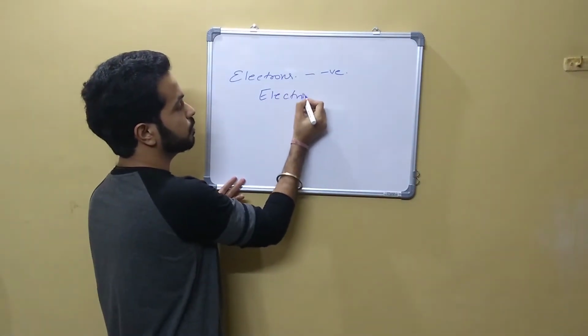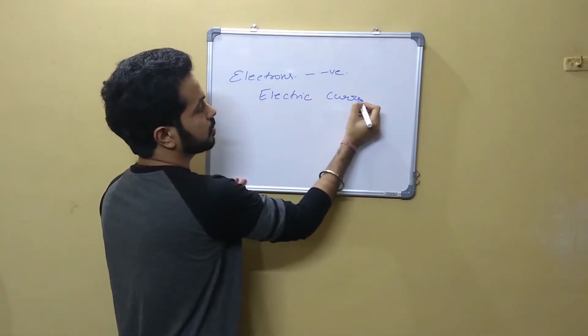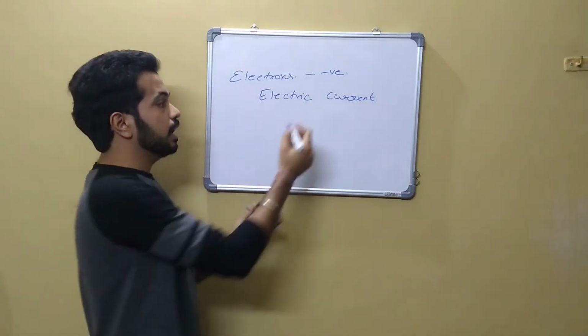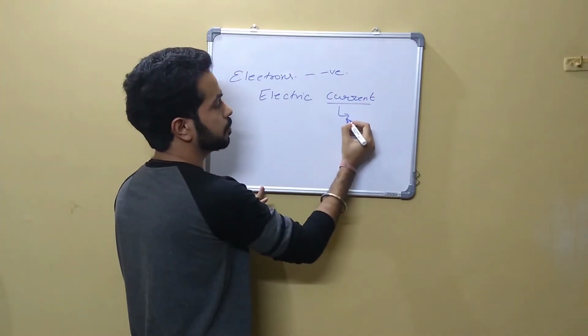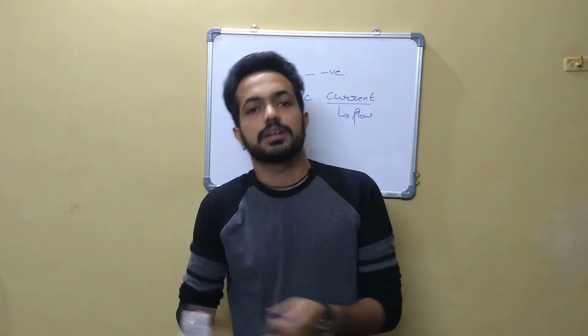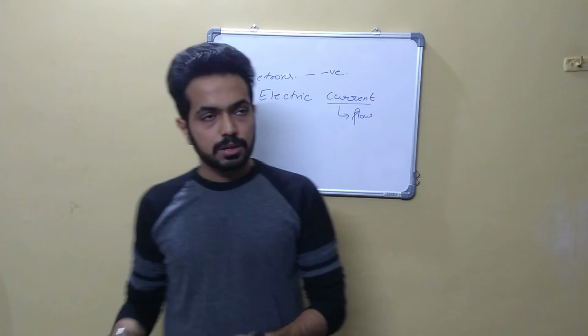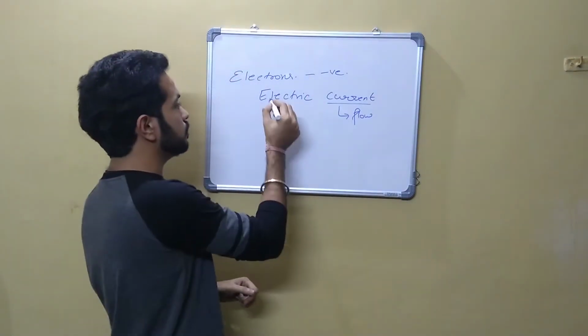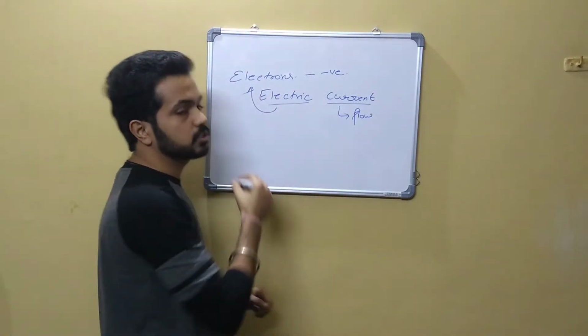So let's just try to break the word electric current. As we all know, the word current means flow. Like you must have heard about water currents. That is when water flows. So this is electric current. So what is going to flow over here is electrons.